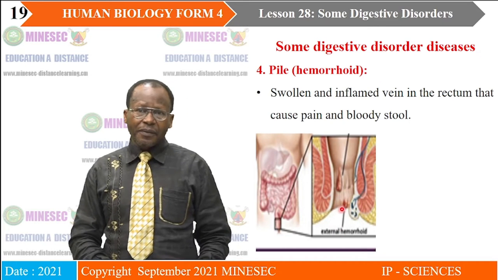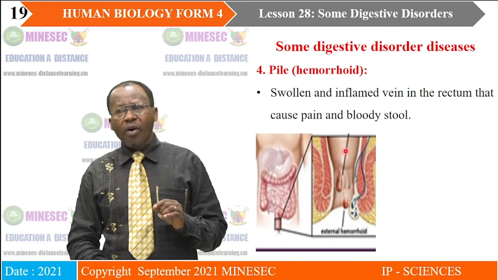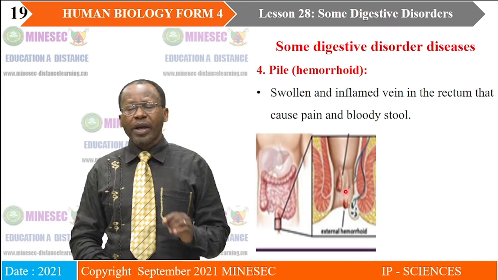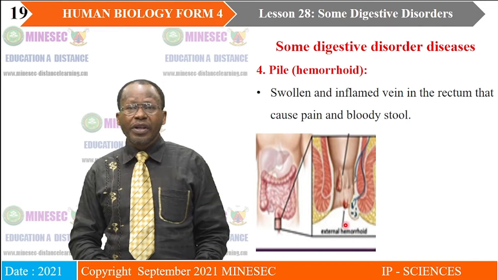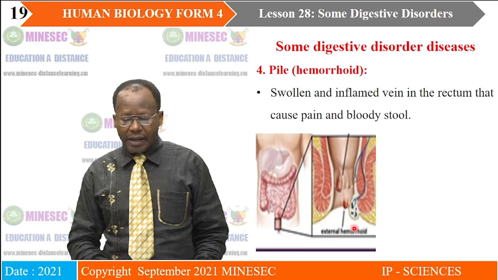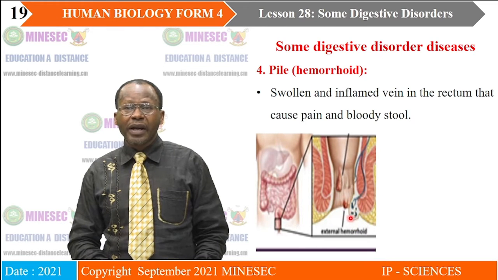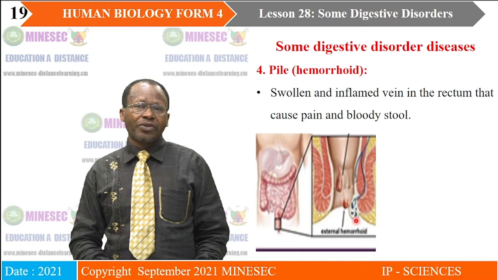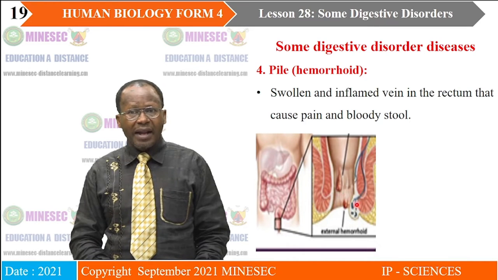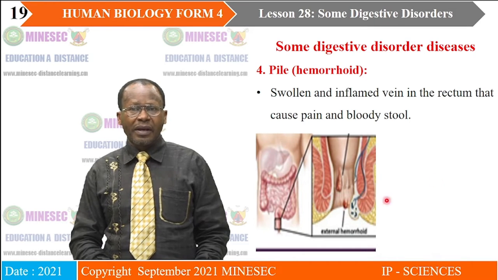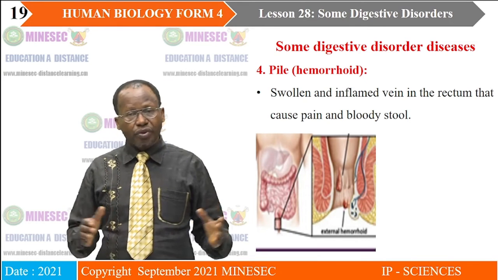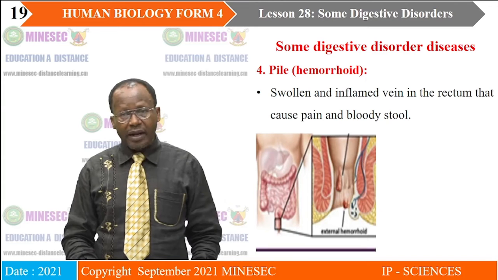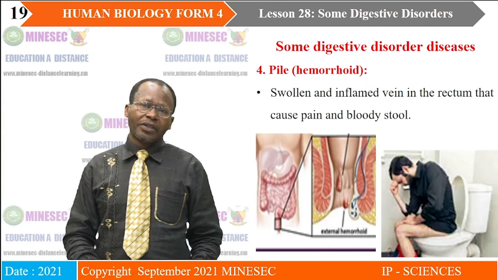At times, this inflammation causes the walls of the rectum to elongate, and when it becomes so long, it bulges out. In such a situation, you see this sign here, showing that part of the rectum is coming out. So you can see it coming out. Pile can lead to this level. But the good thing is that once you suspect that you have it, you should consult the appropriate health unit for proper treatment.